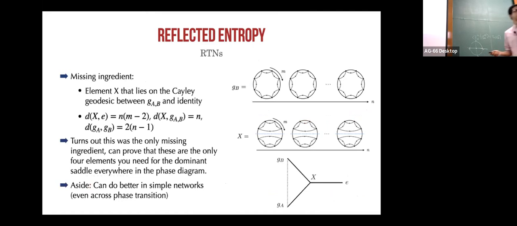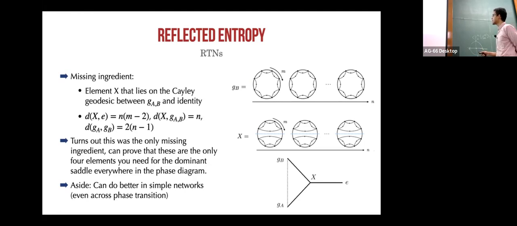In the random tensor network, there's a particular missing ingredient. This missing ingredient is an extra permutation element that we call X, which lies between the GAB elements and the identity. On a Cayley diagram, the way to think about it is you have the identity, and the Cayley diagram measures how many transpositions you need to go from one element to the other. So you start doing transpositions, you hit this element X, which is basically gluing each of the halves together, but then they're all decoupled.